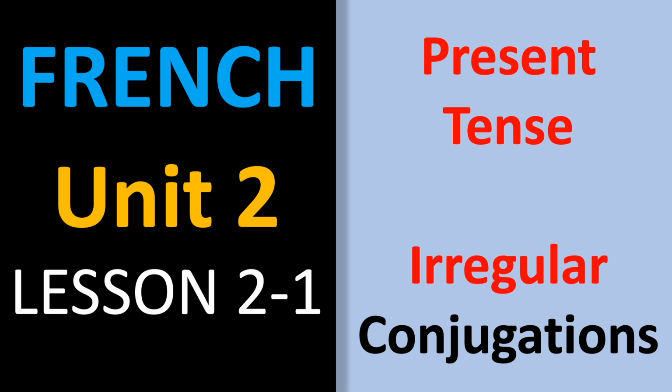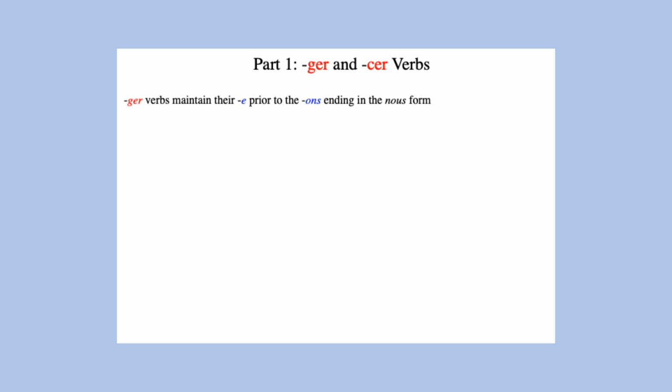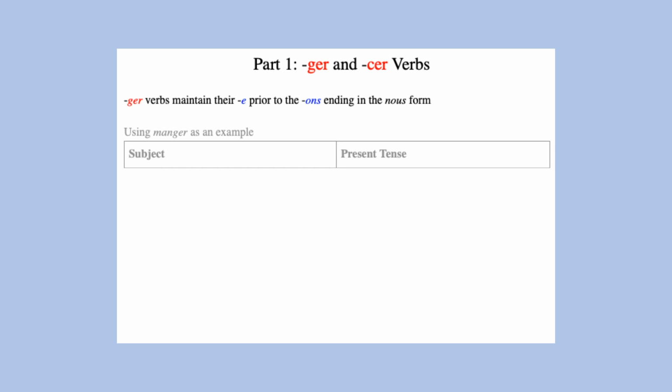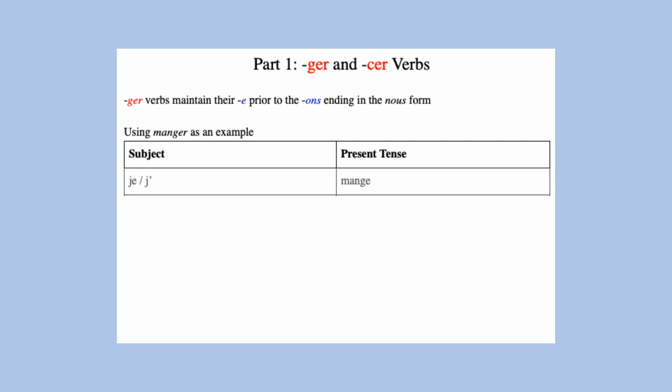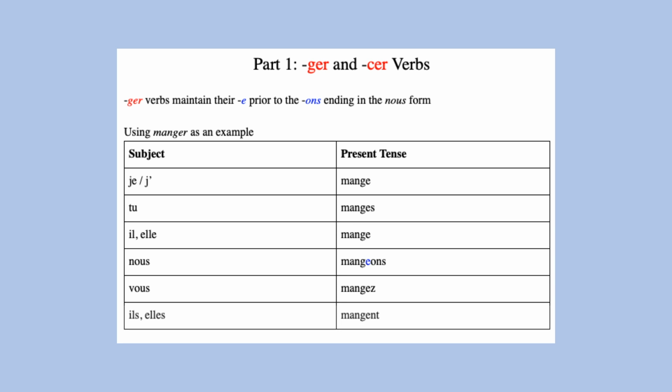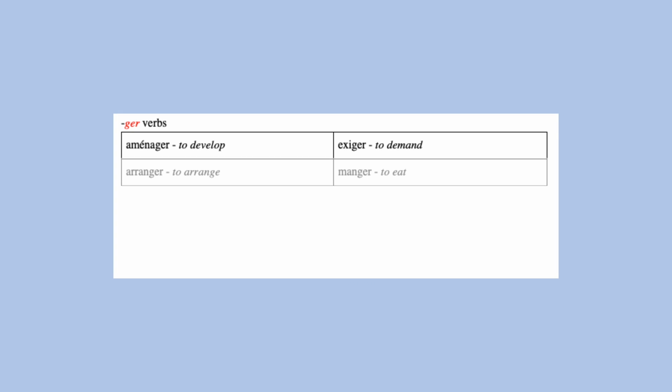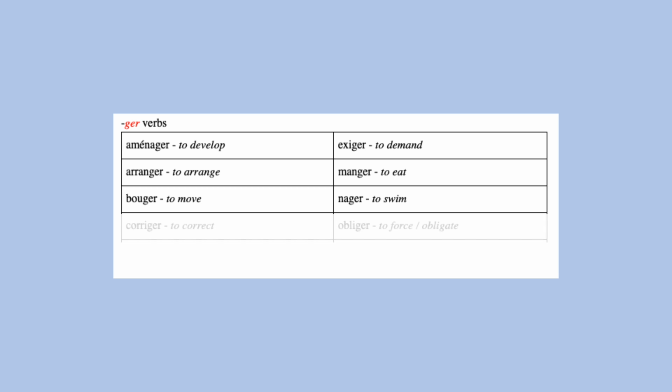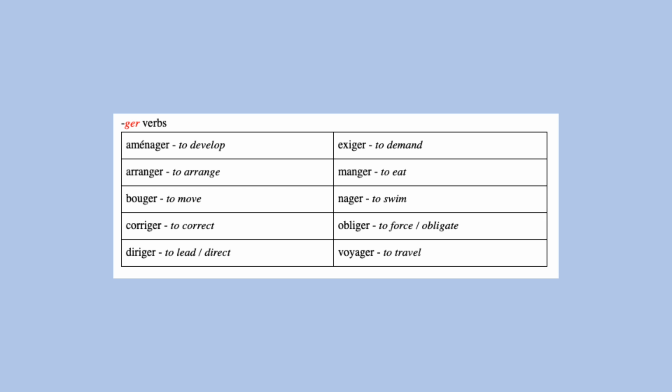For irregular French verb conjugations, we start off with the present tense. We start off with -ger and -cer verbs. -ger verbs will maintain their e prior to the -ons ending in the nous form. For manger, we have mange, mange, mange, mangeons, mangez, mangent. These -ger verbs will also maintain their e prior to the -ons ending in their present tense nous form.